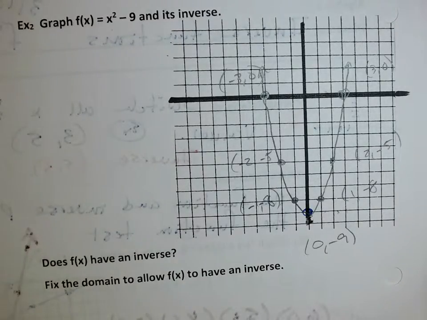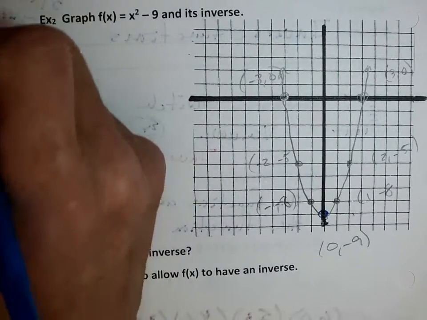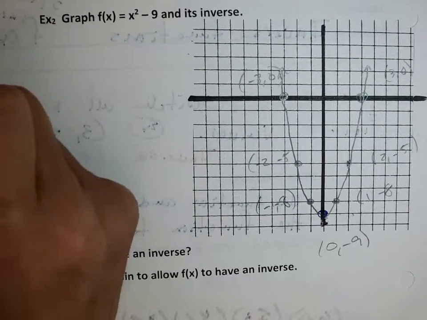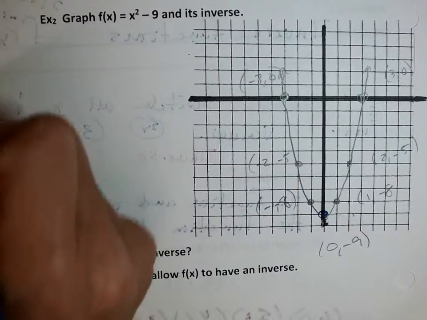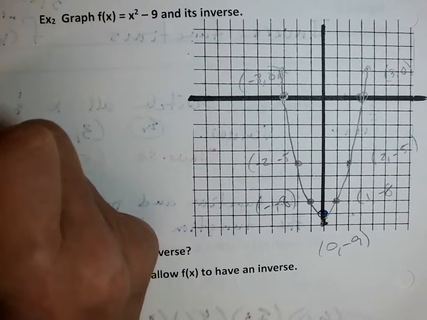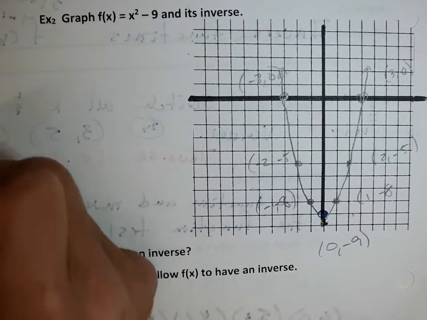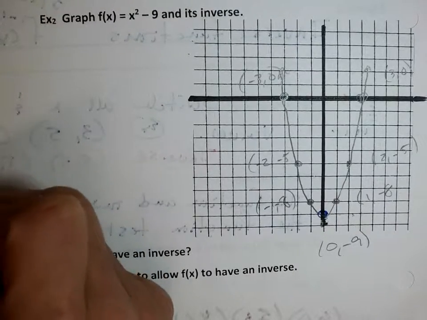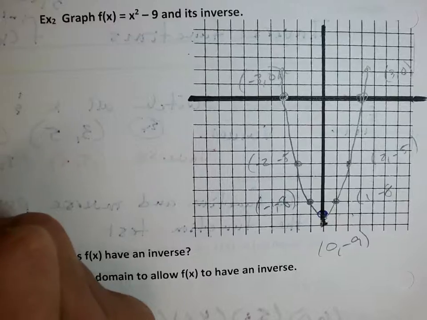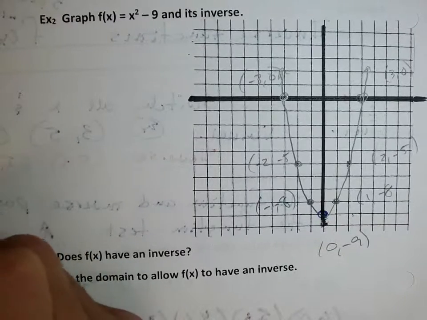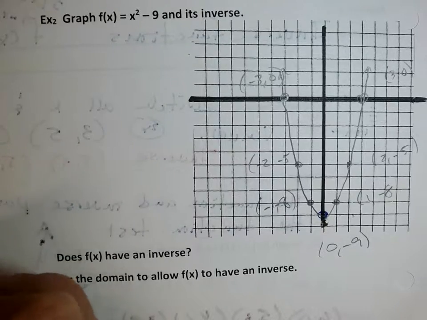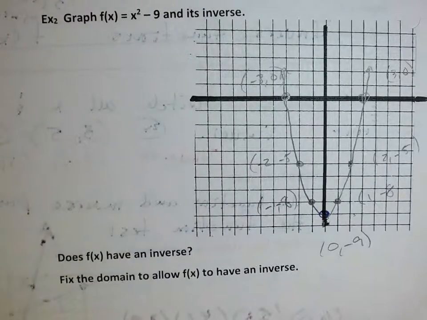And so if I write those down for f of x, let's see what I've got for points. Let's start with negative 3, 0. I've got negative 2, negative 5. I've got negative 1, negative 8. I've got 0, negative 9. I've got 1, negative 8. I've got 2, negative 5. And I've got 3, 0. Okay, how am I doing?